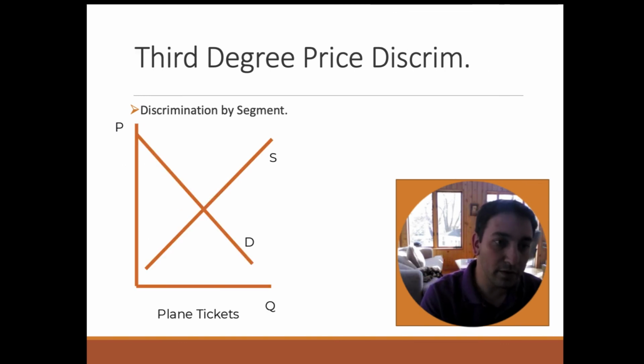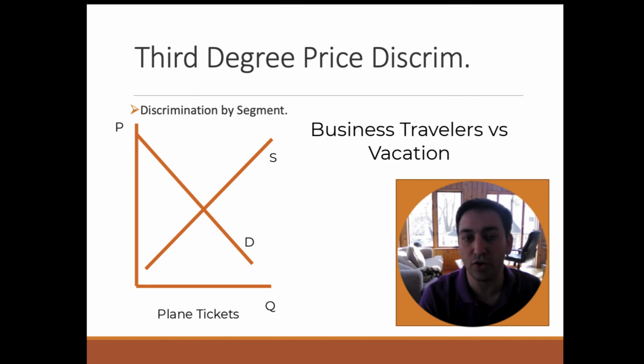The last one is called discrimination by segment. And what we have here is you can think about an airline. They want to discriminate and figure out who are the business travelers and who are the vacation travelers. Why? They're going to figure that the business travelers are these people up here who have more money to spend on airlines, and these people down here are more likely individual people. How can they sort these people out? There are a couple ways they can do it.